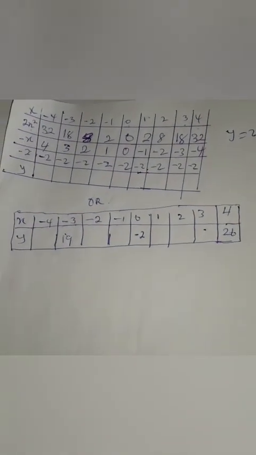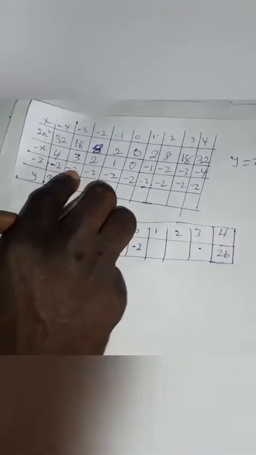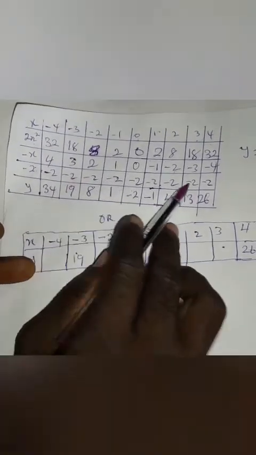So I have 32 plus 4, that's 36. 36 minus 2, that's 34. Then 18 plus 3 minus 2 is 19. Then 2 minus 2 is 0 plus 8, that's 8. Then 2 minus 2 is 0 plus 1, that's 1. So this is the table. Now you notice that I put minus 2 all through here because we have a constant, so it has to go all through.